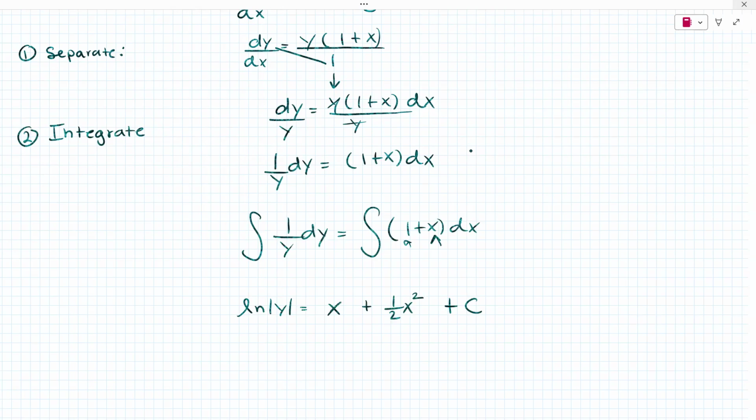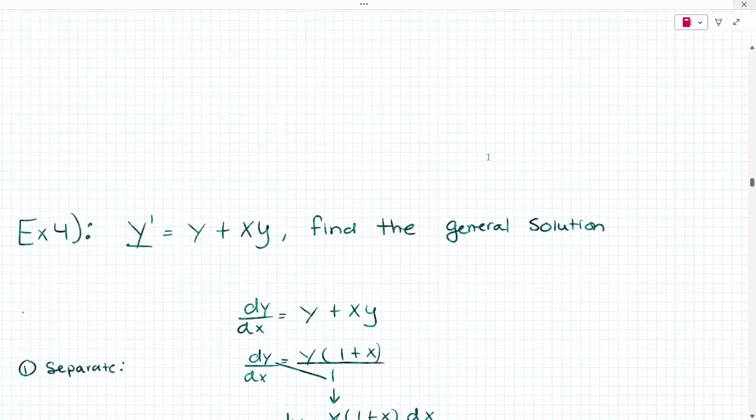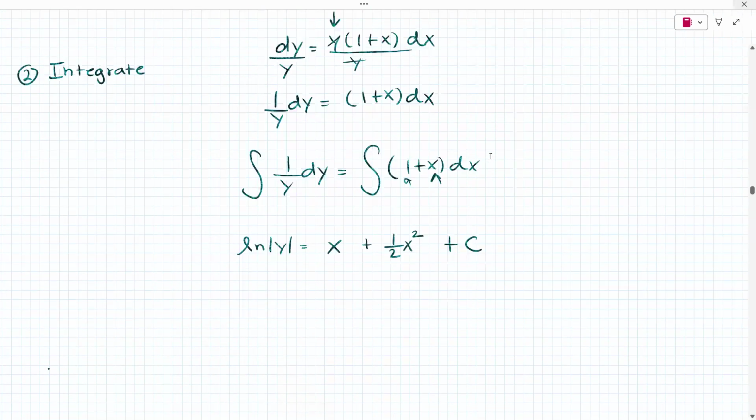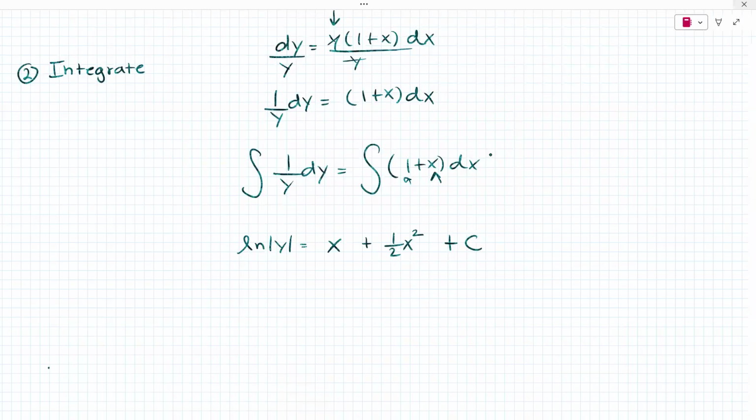Now, can we solve for c? Do we have an initial condition? No, we don't. So we're just going to leave that plus c. And then step 3, solve for y.